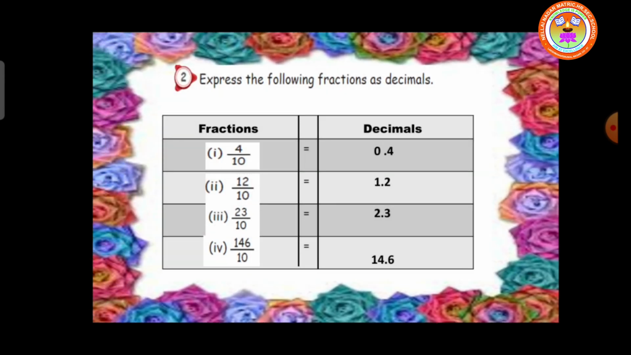Second subdivision, express the following fractions as decimals. 4 by 10, see the fraction part, 4 by 10 is equal to, in the decimal part, how do we have to write? 0.4. Second problem, 12 by 10 is equal to 1.2. 23 by 10 is equal to 2.3, as we saw in the example problems, right? Then 146 by 10 is equal to 14.6.